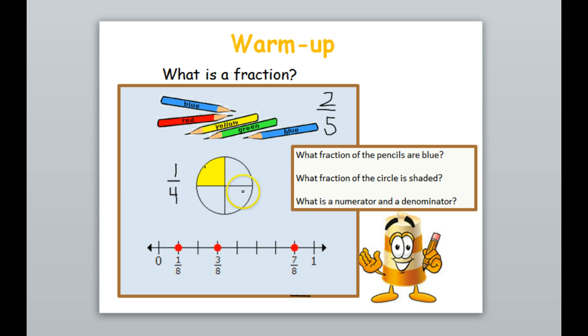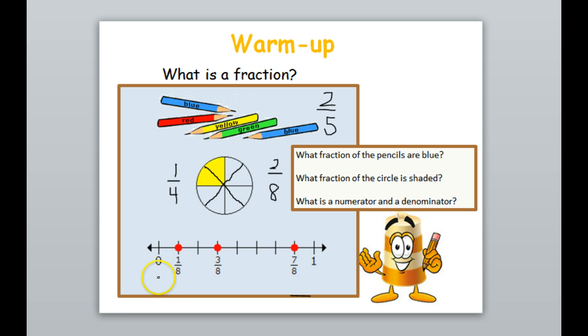Now we can look at this fraction right here. I can see that 1 of the 4 pieces is shaded, or 1/4. What if I drew a line and divided this piece into different sizes? Now I have 2 of the 8 pieces are shaded. 2/8 is the same or equivalent to 1/4.